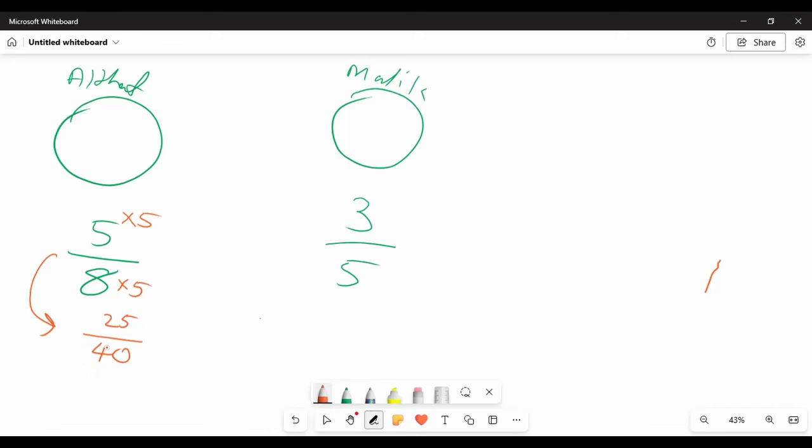How can I make this 5 to an 8? I'm sorry, how can I make this 5 to a 40? I have to multiply this by 8. So if I multiply my denominator by 8, I have to do the same thing for the numerator as well, so that my denominator becomes 40 and my numerator becomes 3 times 8, which gives you 24. There we go. Now, do you think Malik is still giving me more?